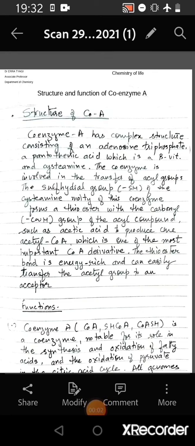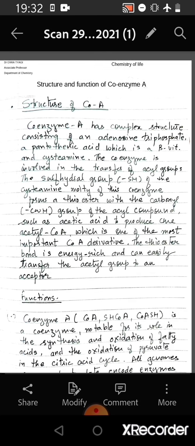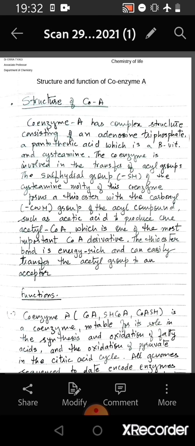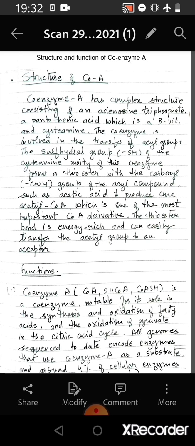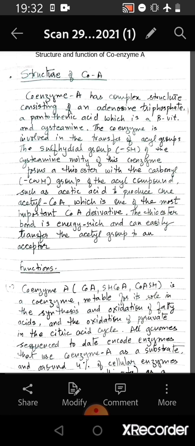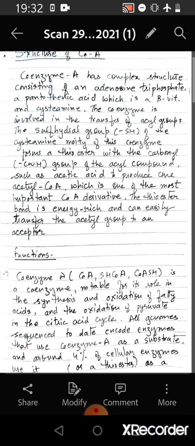In continuation of the last video of paper Chemistry of Life of MSc Semester 3, in this video we will study the structure and function of coenzyme A. Coenzyme A has a complex structure consisting of an adenosine triphosphate, a pantothenic acid which is a B vitamin, and cysteamine.